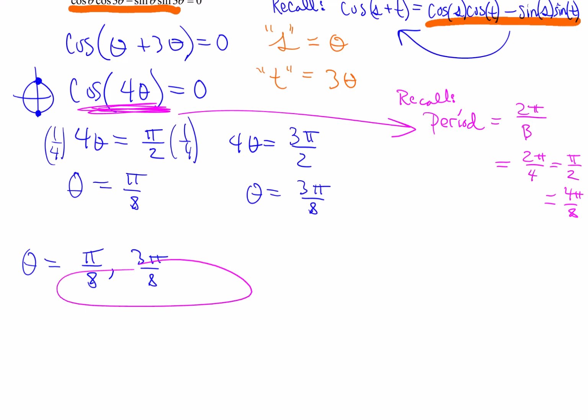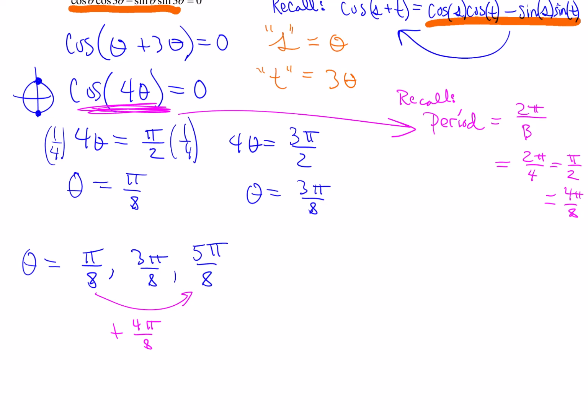And since we have an 8 as our denominator, I'm just going to note that there. So if I tried to string together more solutions, I could take the first solution of pi over 8 and add 4 pi over 8, which is the period we have. That would give us 5 pi over 8. So we're simply adding the period, which is 4 pi over 8.